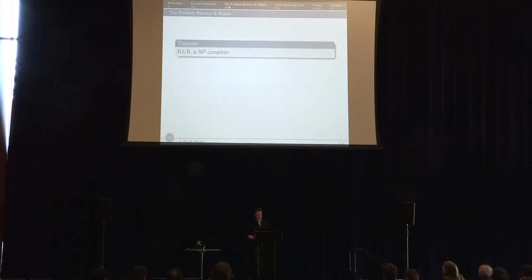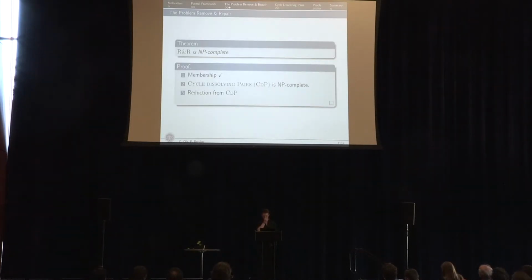And it turns out that remove and repair is NP-complete, and membership is quite easy because we can test in polynomial time whether the POCL solution criteria are met. The hardness proof is based on a newly defined problem which we called cycle dissolving pairs, CDP, which is NP-complete, and it somehow reflects the complexity of the first problem, but it's easier to handle. And we reduce CDP to remove and repair.